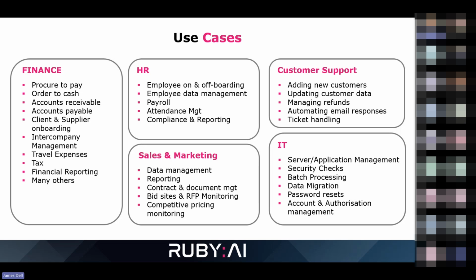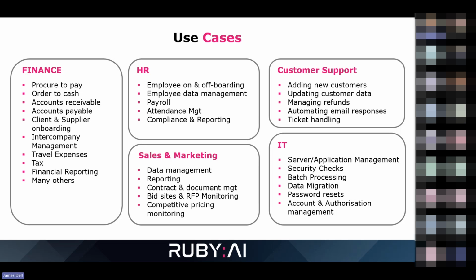Robotic process automation, I can make this better, but how does it really work in my industry? So we've picked a few key functions for some businesses, functions that most businesses will have, and just highlighted some of the places that we've already seen the product deployed that people are making the most out of it, right? So from finance, looking at procurement to payment, looking through accounts receivable, looking at client supplier onboarding, looking at intercompany management. From HR, looking at employee onboarding and offboarding processes through payroll and compliance and reporting.